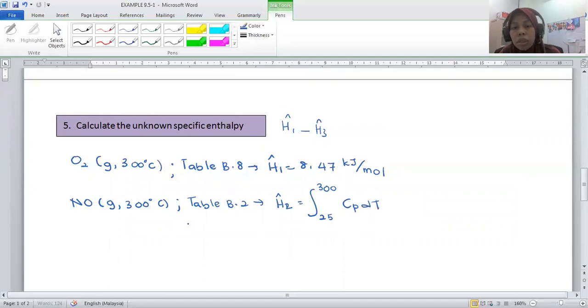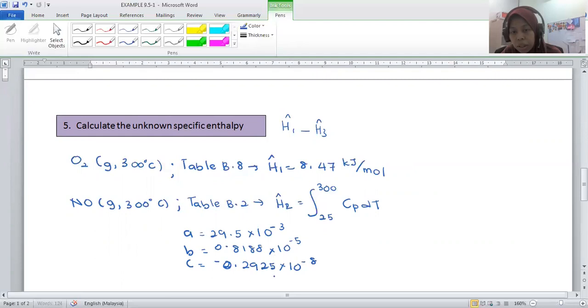If you refer to table A2, B2, then you know that your A equals 29.5 times 10 to the power of negative 3. Make sure you translate the data correctly. B is 0.8188, and C is negative 0.2925 times 10 to the power of 8, and then D equals 0.3652 times 10 to the power of 3. So you include all the values into the Cp equation.